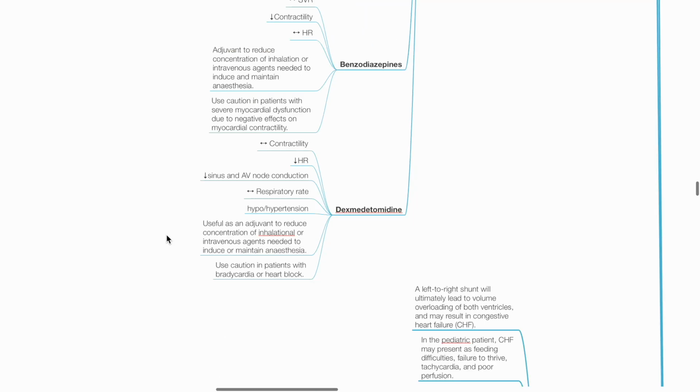There is preservation of contractility and respiratory rate with dexmedetomidine. However, bradycardia, hypotension, and hypertension may occur with its use. Dexmedetomidine is useful as an adjuvant to reduce concentration of inhalational or IV agents needed to induce or maintain anesthesia. However, use caution in patients with bradycardia or heart block.